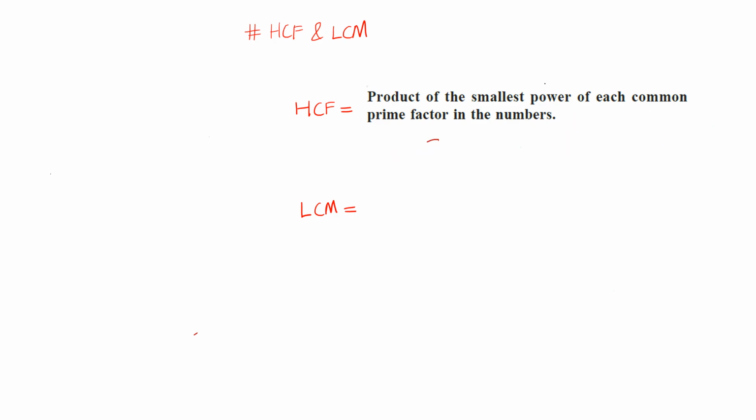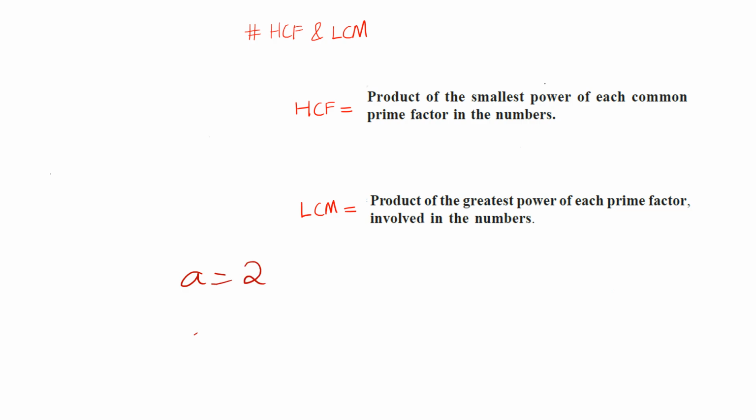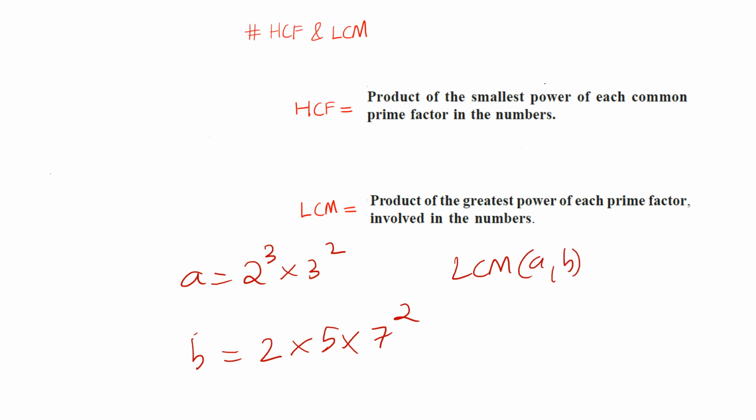Now coming to LCM. It is the product of the greatest power of each prime factor. For example, if I have two numbers, one is 2 cubed into 3 squared, and another is 2 into 5 times 7 squared. Now what will be the LCM of A and B? We have to form the product of the greatest power of each prime factor, which means we have to write all the prime factors: 2, 3, 5, 7.